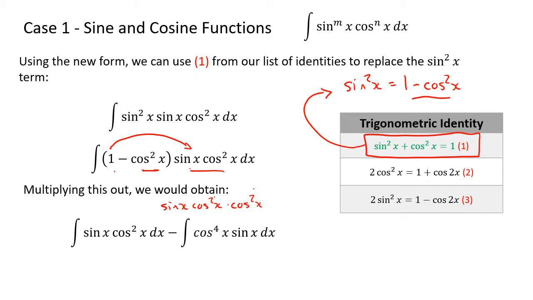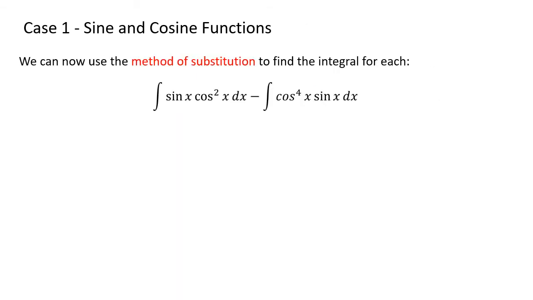Okay, so now we have two terms, and what you'll notice, the key factor here, is that one of the terms does not have an exponent. In other words, it's to the exponent 1. Okay, and that is important for when we're solving the integral. The reason it's important is now we can use the method of substitution to solve each of these integrals. I'm going to split this in half, and I'm going to do them both separately using the method of substitution.